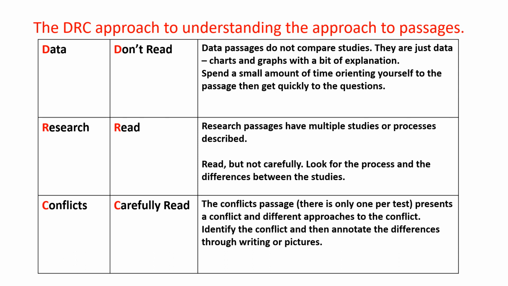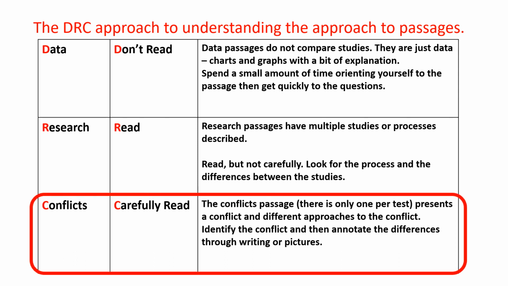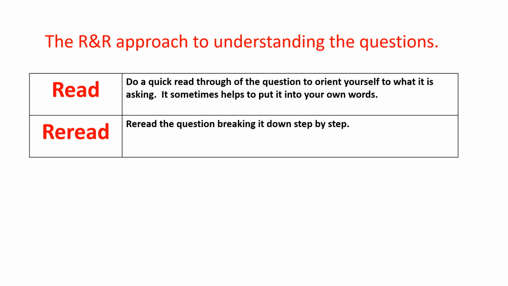Remember our DRC approach. C stands for conflicts, carefully read. It's the one passage on ACT science that it really serves most students well to break down the passage before going to the questions. It may not work that way for every single student. You have to find your own approach, but this approach works for most. So carefully read. When we get to the questions, remember, you want to read, then reread, the R&R approach. A quick read through the question and then reread it, breaking it down step by step.